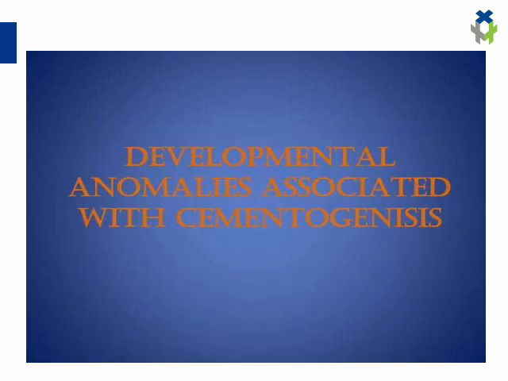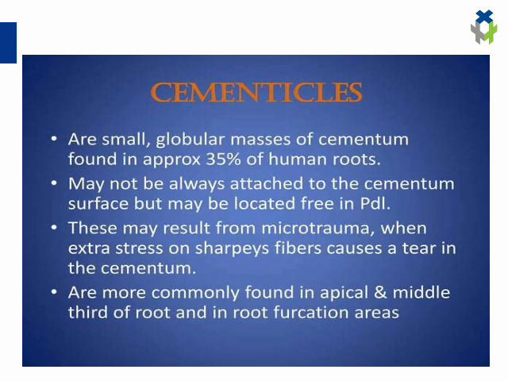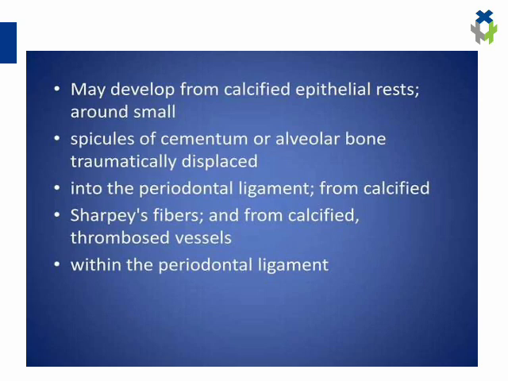Developmental anomalies associated with cementogenesis are cementicles. They are small globular masses of cementum found in approximately 35% of human roots. These may result from microtrauma, when extra stress on Sharpey's fibers causes a tear in the cementum. They may not always be attached to the cementum surface but may be located free in the PDL. They are more commonly found in the apical and middle third of the root and in the root furcation area. They may develop from calcified epithelial rests, around small specks of cementum or alveolar bone traumatically displaced into the periodontal ligament, from calcified Sharpey's fibers, and from calcified thrombosed vessels within the periodontal ligament.